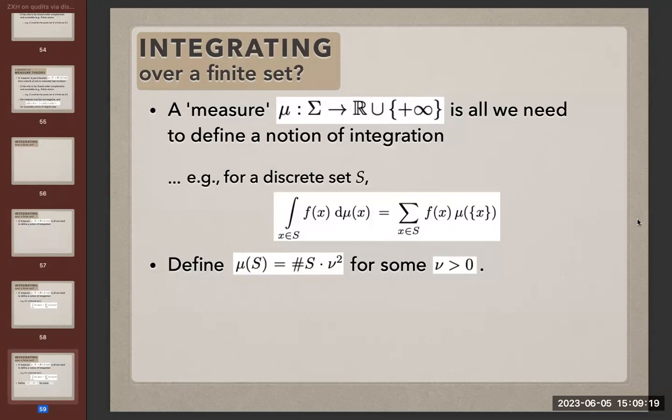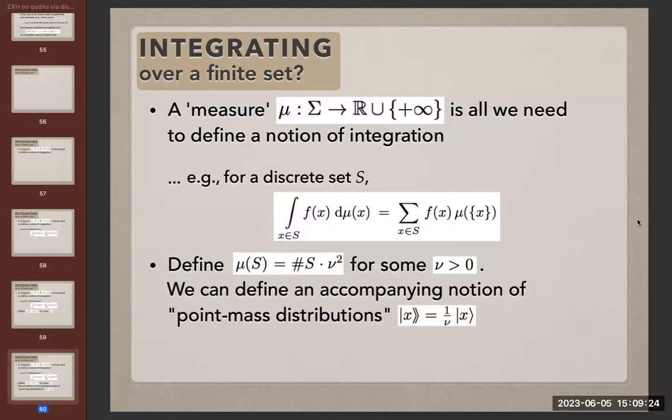Now, having defined this for some parameter nu, it will be useful to us also to define point mass distributions. And this is where the double kets come in. The double kets essentially represent point mass functions. They are, strictly speaking, basis vectors, but they're not usually orthonormal basis vectors. In particular, they're an orthonormal basis if and only if nu is equal to 1. But we're not fixing nu equal to 1. That's a choice you can make, but it's not necessarily one that we will take.